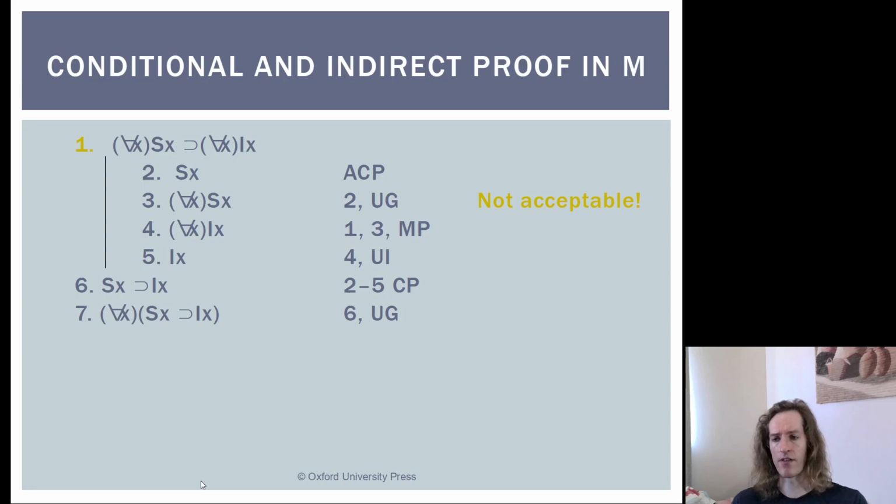So here's an example of a situation. We see, if it's true that for all x, Sx, then for all x, Ix. And we're going to go ahead and use conditional proof here. So in premise 2, we assume Sx. In premise 3, we make a mistake when we universally generalize. We can go ahead and assume Sx, but we can't universally generalize inside the scope of the proof.